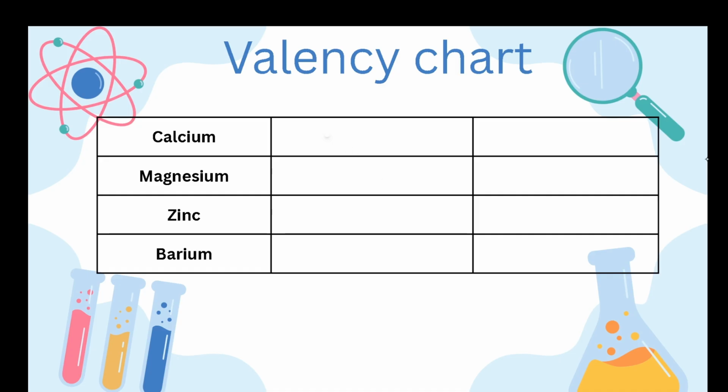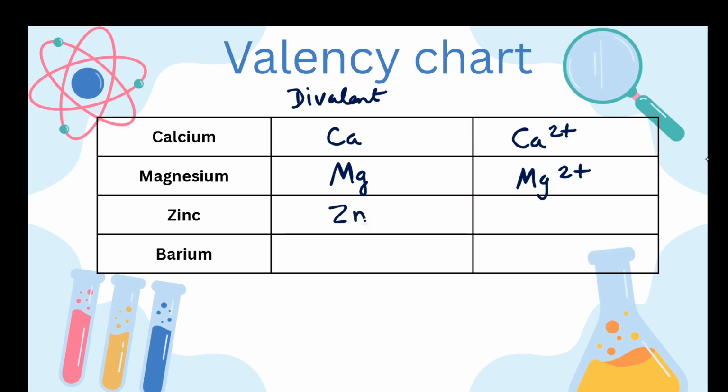Next, coming to the divalent elements showing 2 valency. We have calcium, its valency is 2 plus. Magnesium, Mg, its valency is 2 plus. All divalent elements we are writing here. Zinc is again 2 plus. Barium, Ba, shows a valency of 2 plus.